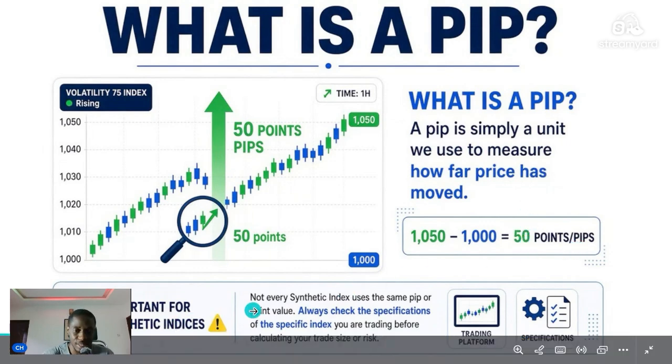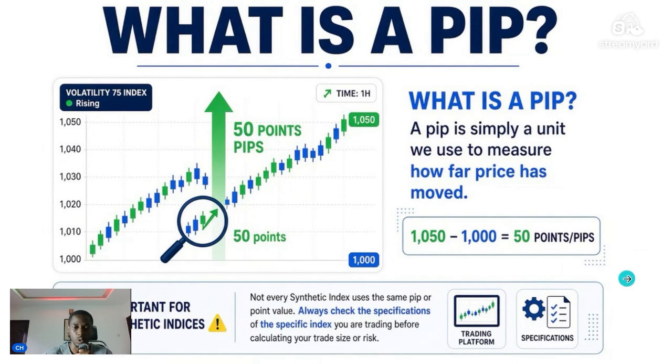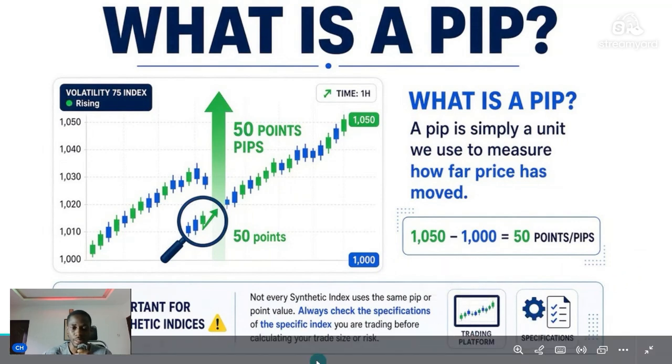Not every synthetic index uses the same pip or point value. Always check the specification. At the end of this video, I will be talking about specification, so you can understand better what I'm trying to explain.